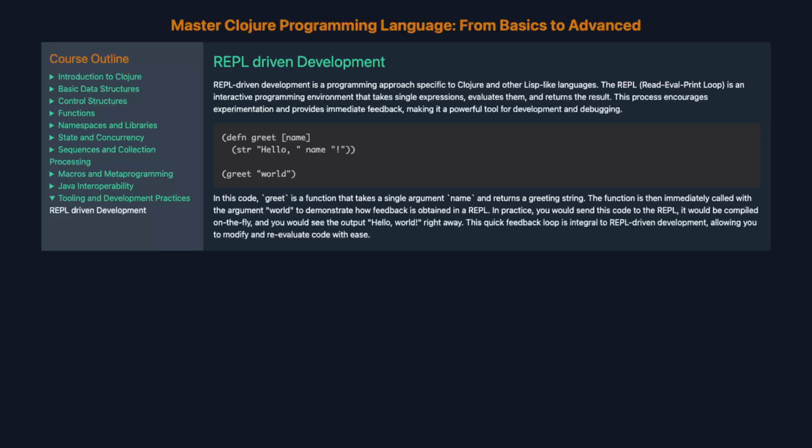In this code, greet is a function that takes a single argument name and returns a greeting string. The function is then immediately called with the argument world to demonstrate how feedback is obtained in a REPL. In practice, you would send this code to the REPL, it would be compiled on the fly, and you would see the output, hello world, right away. This quick feedback loop is integral to REPL-driven development, allowing you to modify and re-evaluate code with ease.